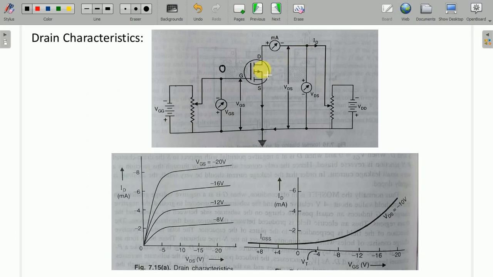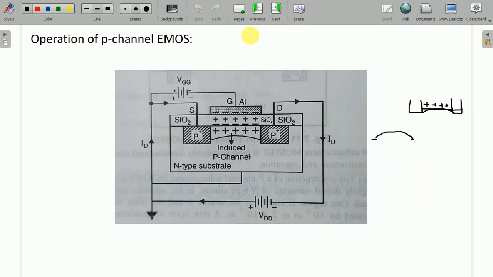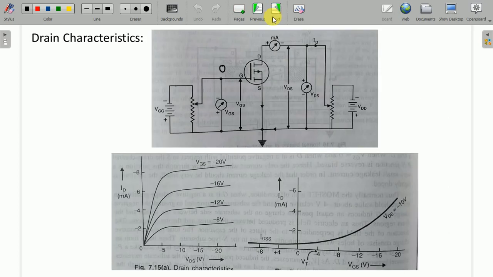We can leave that out, because if VGS is 0, you remember the parallel plate capacitor effect, that is not there. It is at 0 volt. There is formation of no channel over here, so that is why there is no flow of current between drain to source, and that is why it is off. So if we keep VGS at 0, it is basically off.